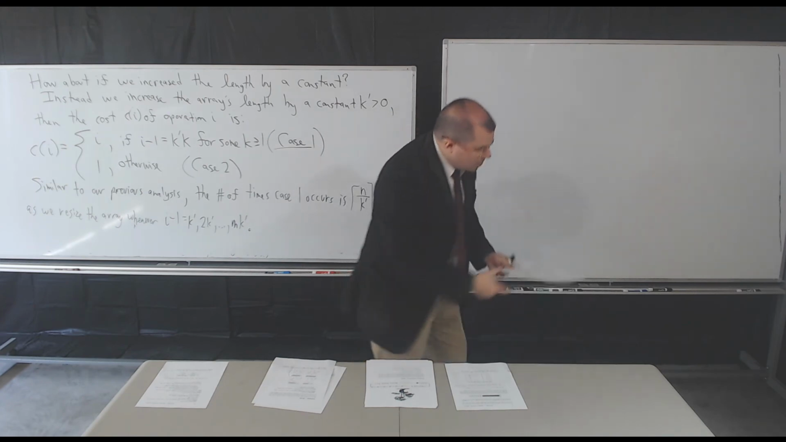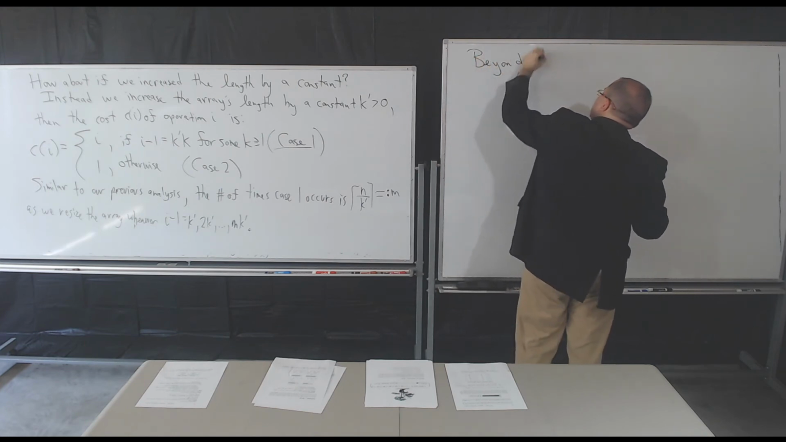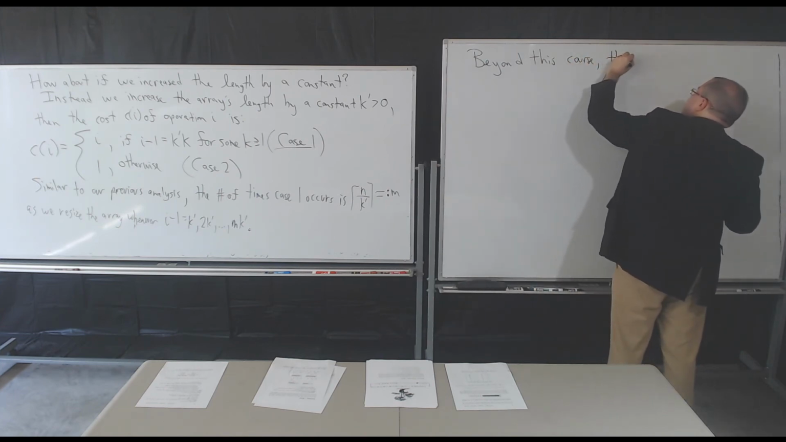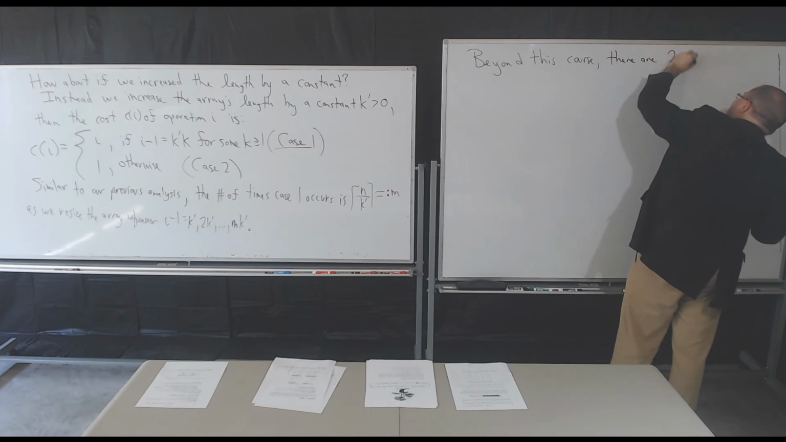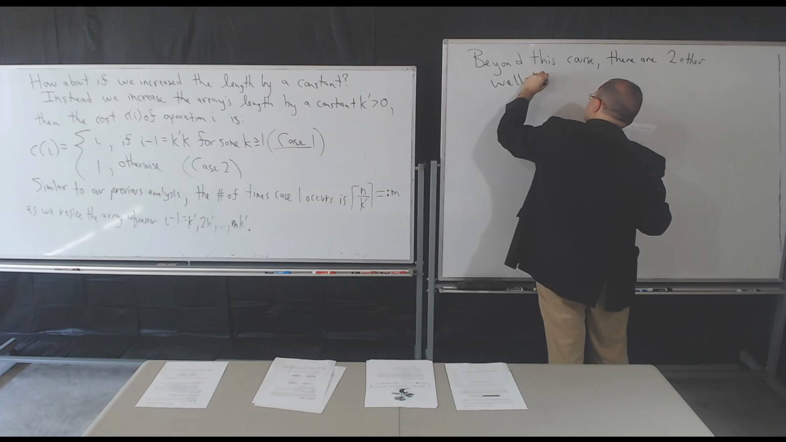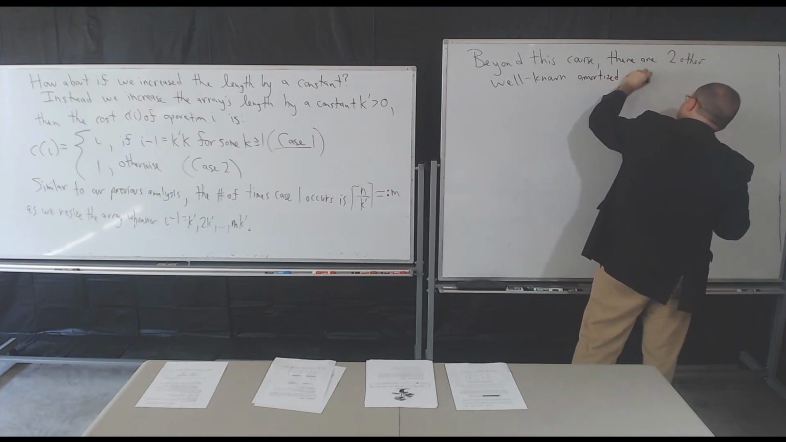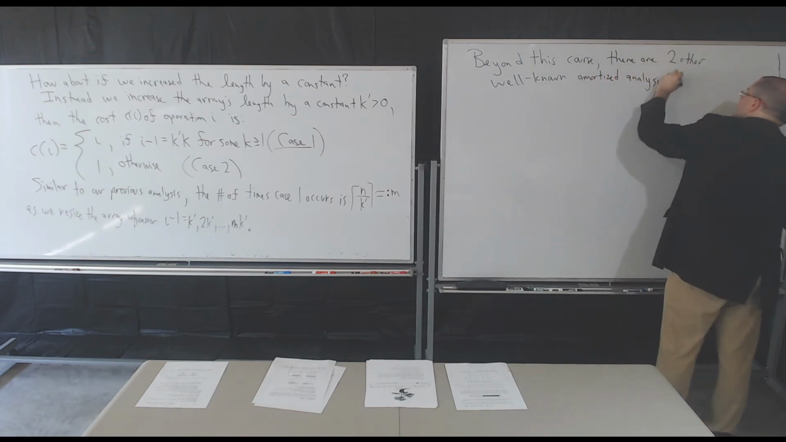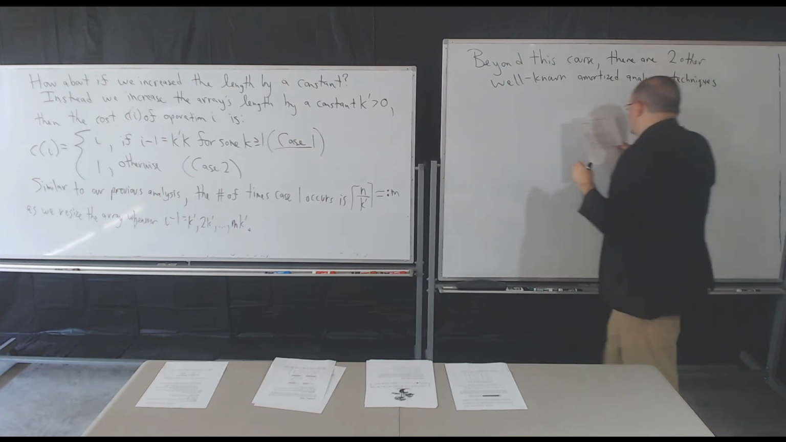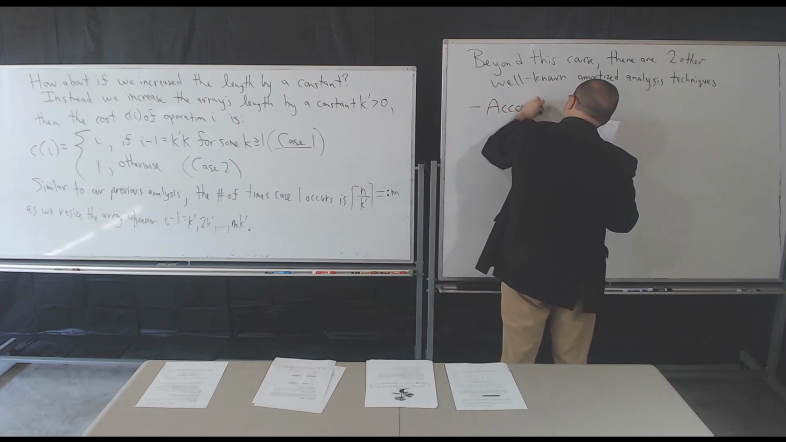Now, I'm not going to talk about these in this course really, but beyond this course, there are two other well-known amortized analysis techniques. So, there's two of them. One is called the accounting or banker's method.